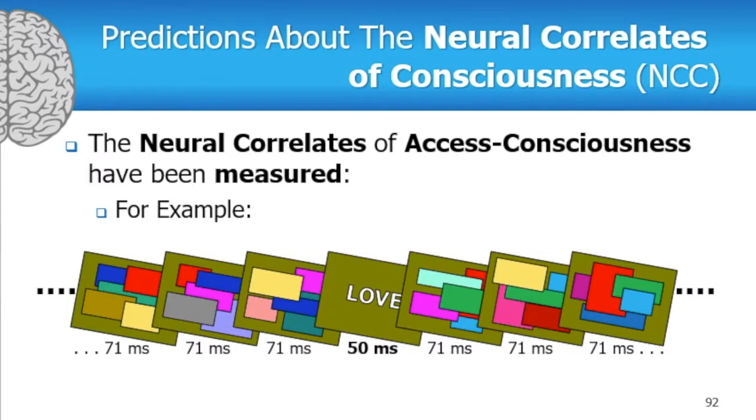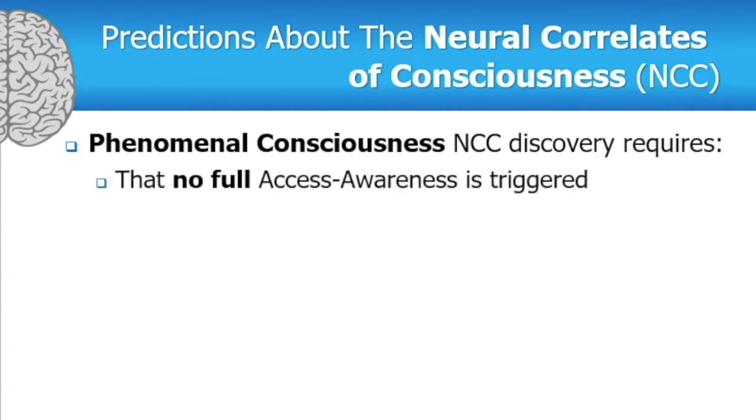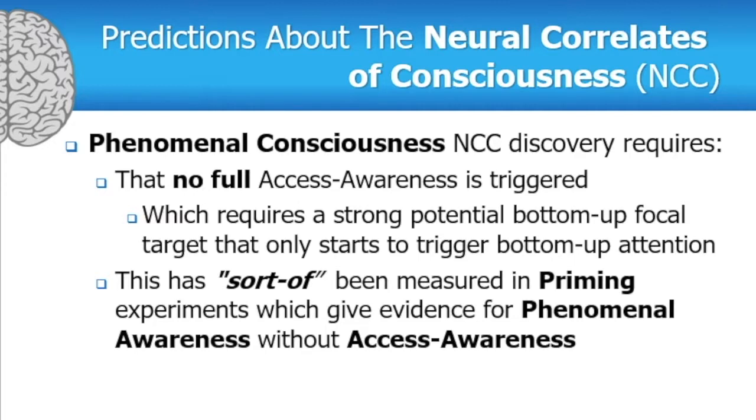It would be much more difficult to measure neurocorrelates of phenomenal consciousness. For example, it is necessary to ensure that full access awareness is not triggered. We will want to compare the activation when we have a signal that triggers phenomenal awareness without triggering access awareness to a similar situation which does not even trigger phenomenal awareness. Thus, we need a strong potential bottom-up focal attention target that only starts to trigger the bottom-up attention and then stops before the access awareness is triggered. This has sort of been measured using perceptual and conceptual priming experiments. I claim that priming experiments give evidence for phenomenal awareness without access awareness.